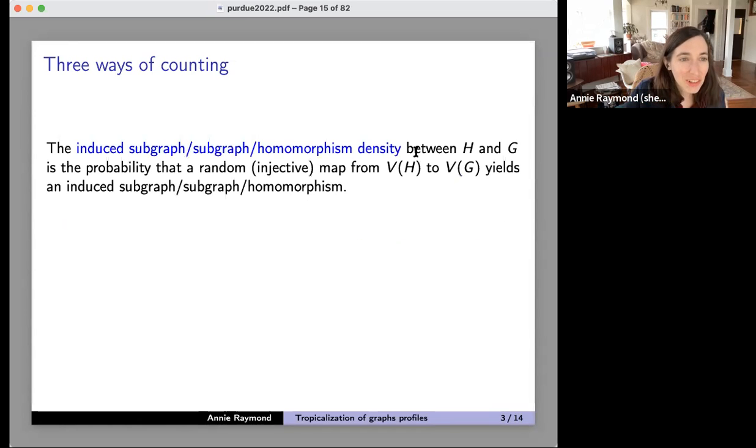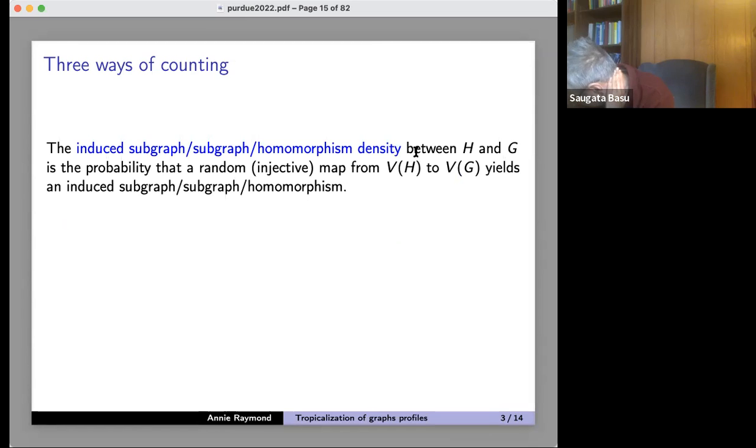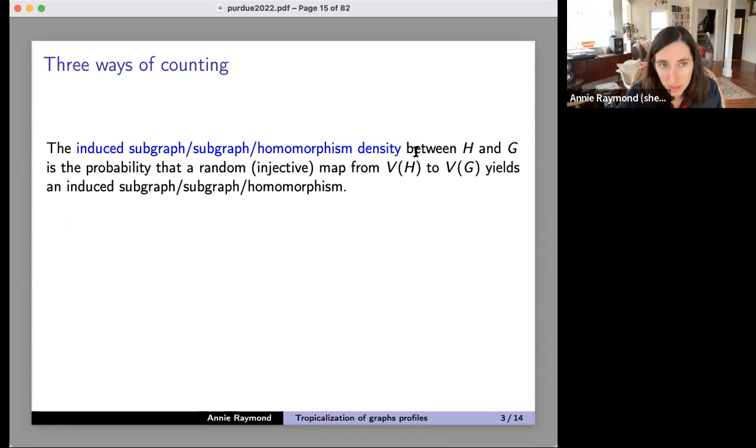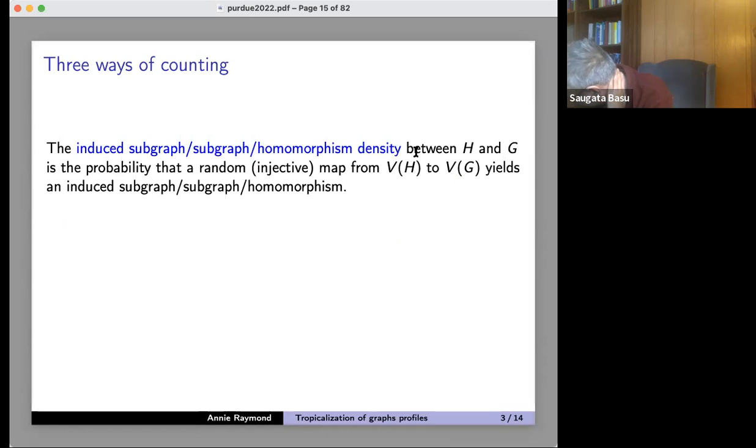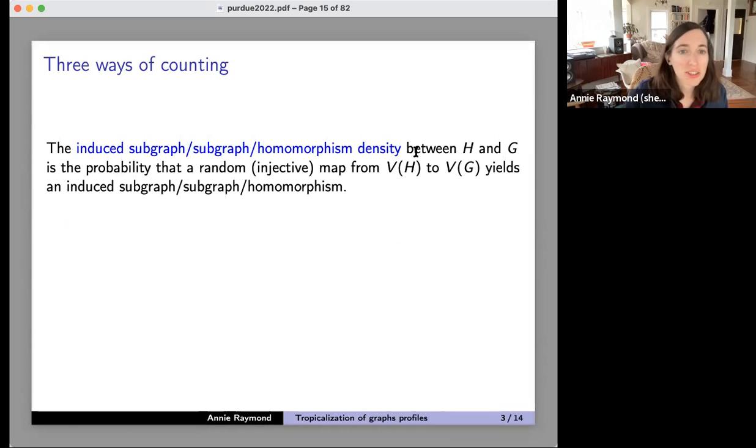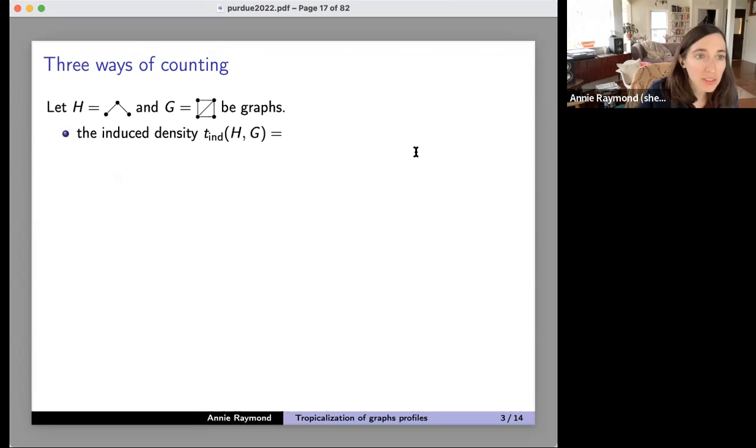So we could have done the same thing, but with densities. We can have the induced subgraph, the subgraph, or the homomorphism density between H and G. And I just take the probability that a random injective map for induced subgraph and subgraph, and not necessarily injective for homomorphism, from the vertex set of H to the vertex set of G yields an induced subgraph, subgraph, or a homomorphism. Right, so now I just need to think about how many injective maps there are in total, not necessarily sending edges to edges and non-edges to edges.